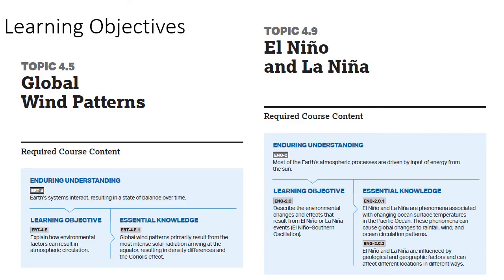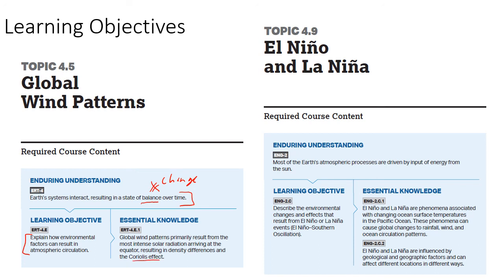So just to return to our learning objectives, we're talking about the Earth systems and how they result in a state of balance over time. But as we change things, balance gets disrupted. You should be able to explain how environmental factors can result in atmospheric circulation. So think about warm air and cool air, and how they create those convection currents, which result in the Hadley cells and the mid-latitude cells. You should also be thinking about the Coriolis effect, and how all of that plays into atmospheric circulation.